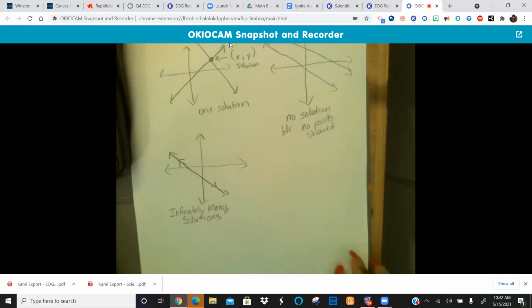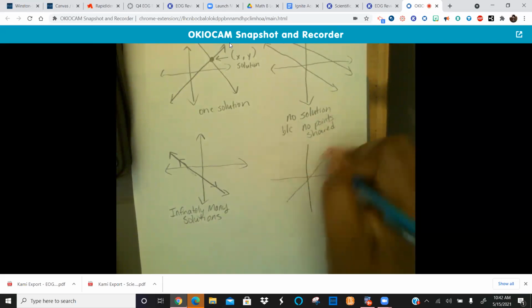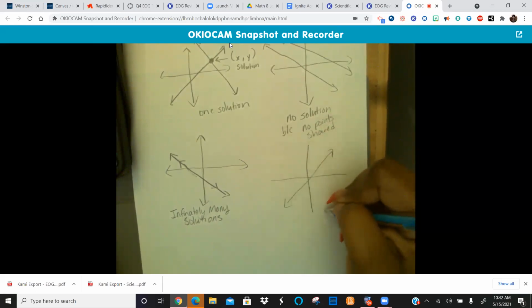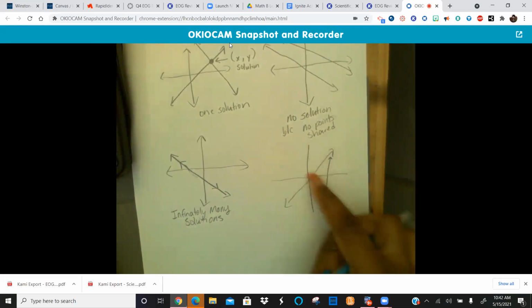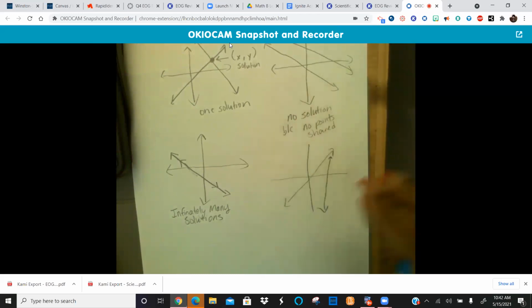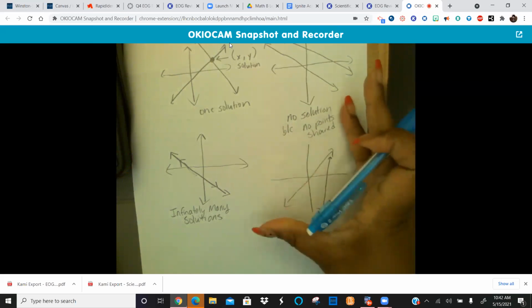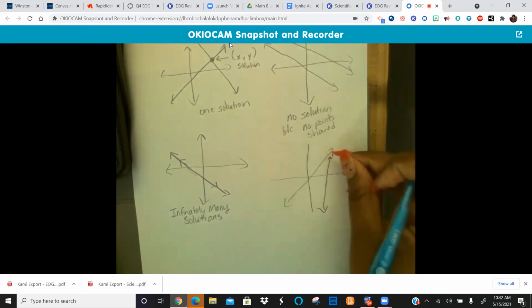Now, keep in mind that if you graph one and it's at the edge of the screen, and it looks like it will eventually cross each other, they're going to cross each other. These are not parallel. So they still have one solution. You just need to fix your calculator so that you can see the point that they cross. Just because you don't see them cross, don't say no solution. These two lines would eventually cross if they continue. So this is still one solution because they are going to cross.